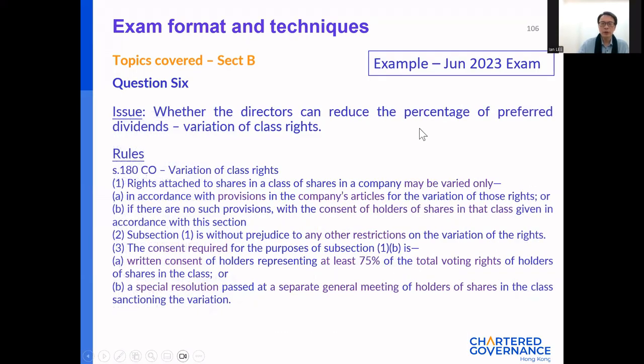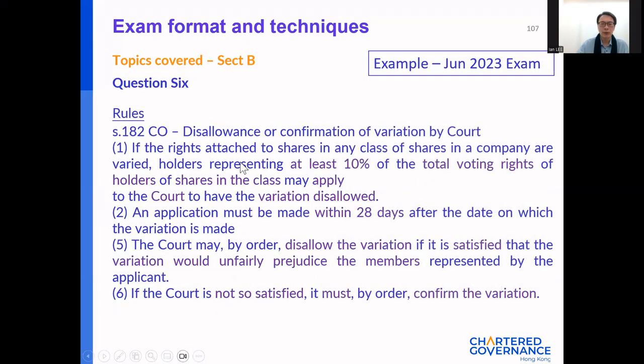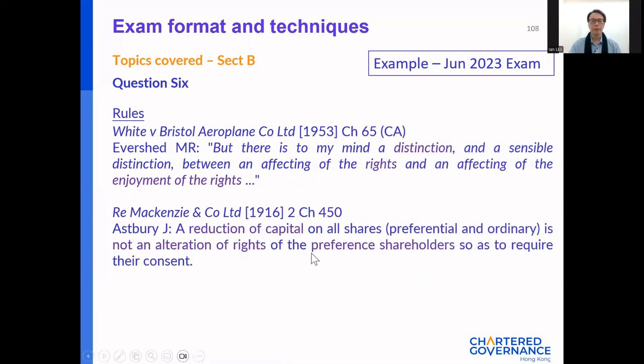What about, as the story says, if we cannot cancel the shares, can we reduce the percentage? Would that be a variation of class rights? If so, we've seen this before. Section 180 basically requires the consent of the holders of the shares in that class. And if it was successful in reducing the percentage and you disagree, you can go to court for help. We've seen before how we distinguish between just affecting the rights and affecting the enjoyment of the rights. If it was just a reduction in capital, that would not be an alteration of rights.